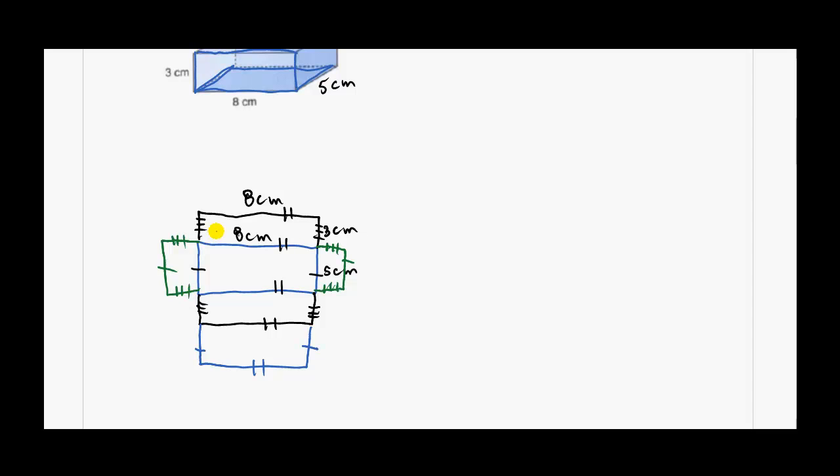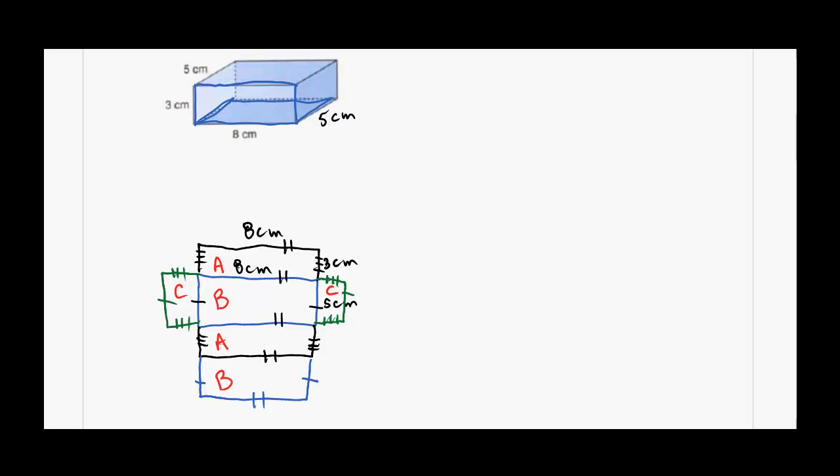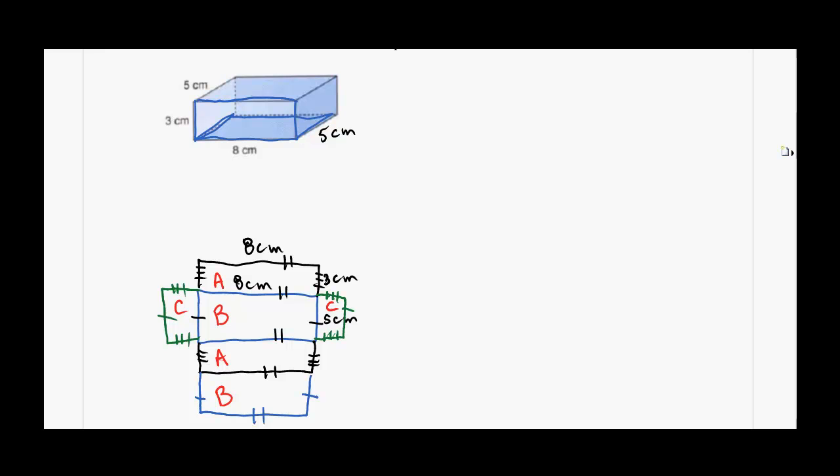Okay, the next thing I will do is label. So I'm going to call this rectangle, which is an 8 by 3 rectangle, rectangle A. And here's another 8 by 3 side, so it also is designated as rectangle A. The 8 by 5 sides I will label as rectangles B. The 5 by 3 sides I will indicate as rectangle C. This will help me organize my work.